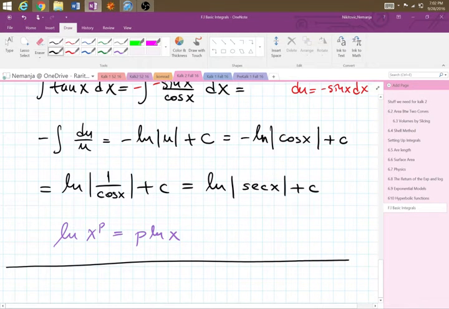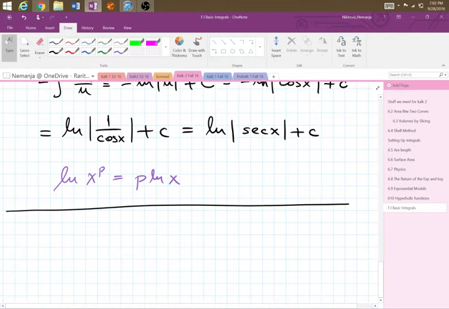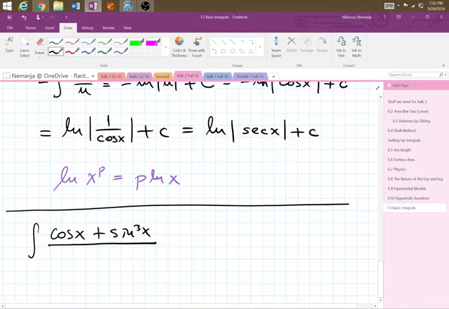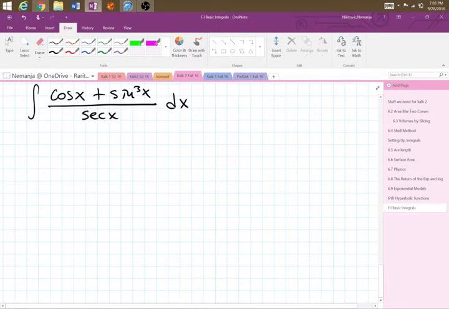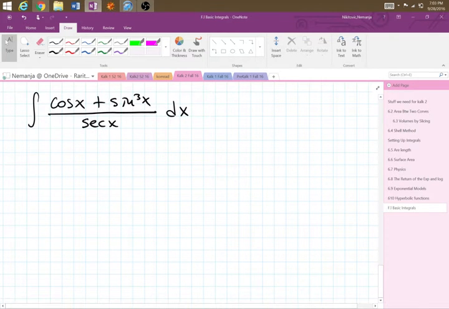Let's see what the book has as example 3. Nothing major. It just says the integral of cosine x plus sine cubed x, everything divided by secant x, dx. So that's example 3 in the textbook, section 7.1. This is worked out in the textbook, so please don't cheat. Close the books.